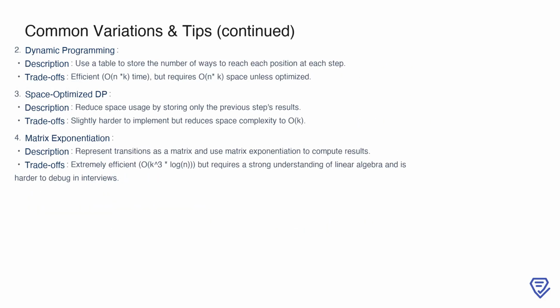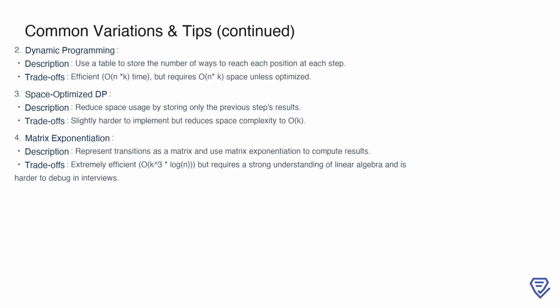The dynamic programming approach significantly improves efficiency by using a table to store the number of ways to reach each position at each step. This reduces the time complexity to O(n*k), making it much more scalable. However, it does require O(n*k) space and is less optimized. To address the space usage, you can use a space-optimized DP approach. By storing only the results from the previous step, you can reduce the space complexity to O(k). While this approach is a bit harder to implement, the trade-off in memory savings can be substantial, especially for larger inputs.